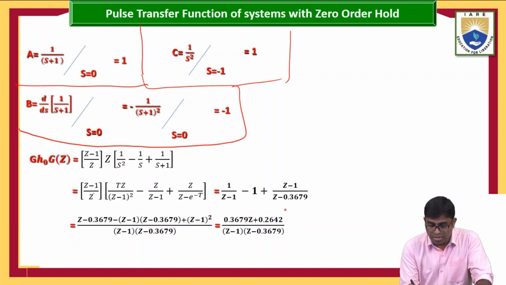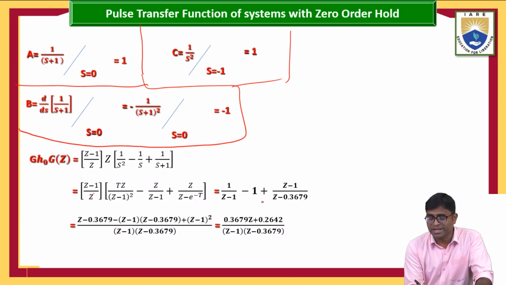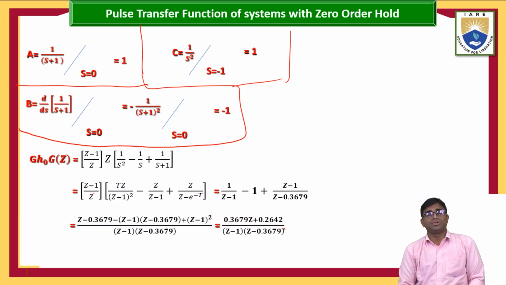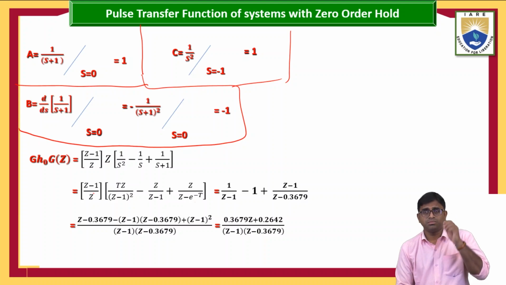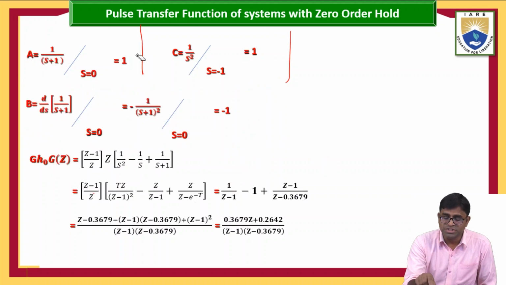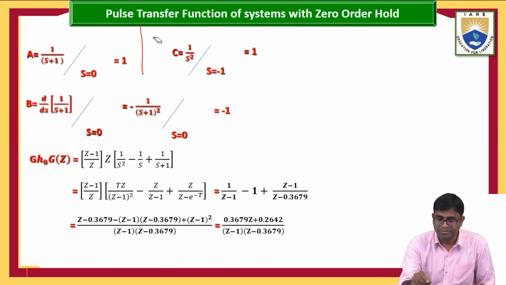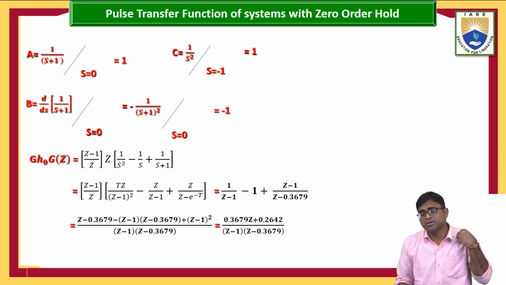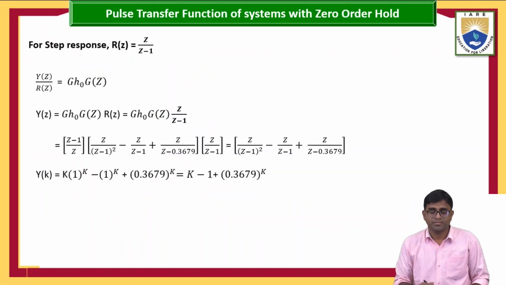After that, taking the LCM for this one, a simple mathematical calculation. The LCM is z minus 1 into z minus 0.3679. Taking the calculations, we got the value as 0.3679 z plus 0.2642. Okay, so this is only for the G into H of h value, the forward path transfer function value.